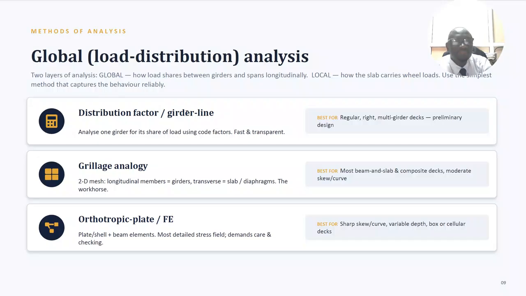Method of analysis: you're going to see you have quite a number. You have the distribution factor or girder line, the influence line method. You analyze one girder for its share of load using code factors, faster and transparent. Grillage analogy, the 2D mesh of longitudinal members, girder, slab, diaphragm, is the workhorse. Most beam and slab, and steel composite, moderate. Then orthotropic plate, finite element.